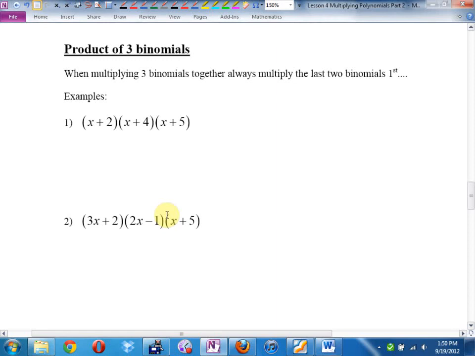Number 2. How about we try number 2, and if we get that one right, we can probably skip number 1. Okay. 3 binomials. See it? Drop the first one down like a domino. The second one I'm going to FOIL out.